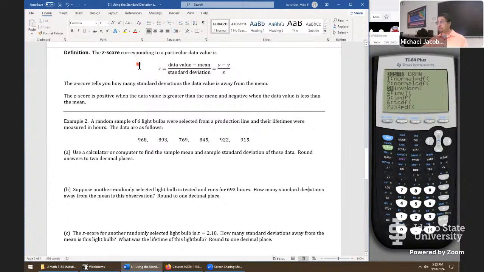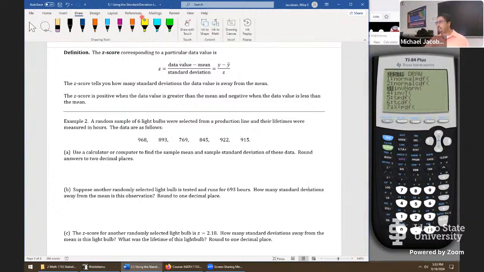Here's a reminder about z-scores. What does a z-score do? Well, in words, it takes a data value. When it says data value, it's referring to this y right here without a bar, so just one observation in the data. For example, these are the data values in the problem given. Then we subtract off the mean, and divide by the standard deviation.